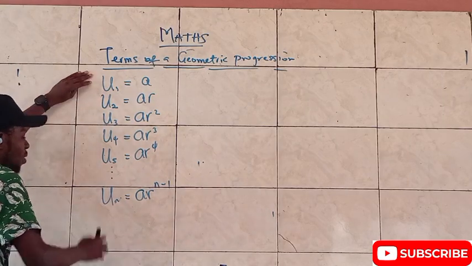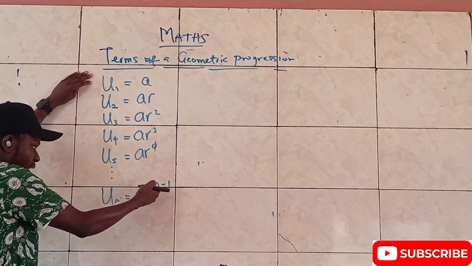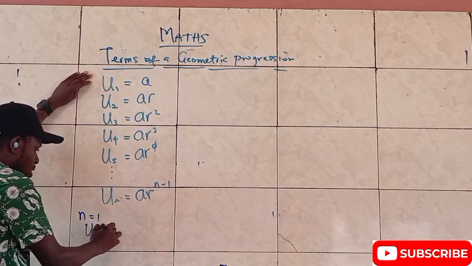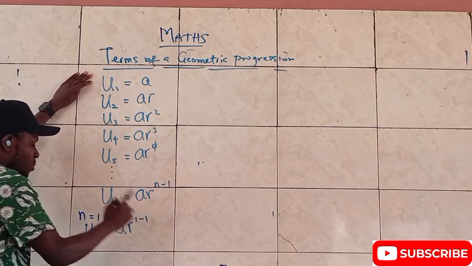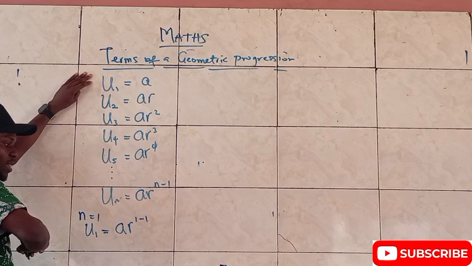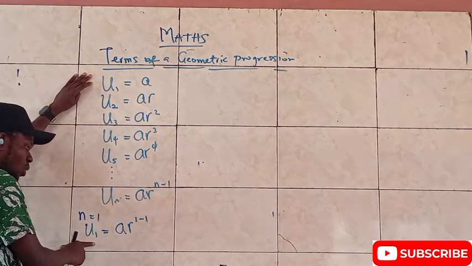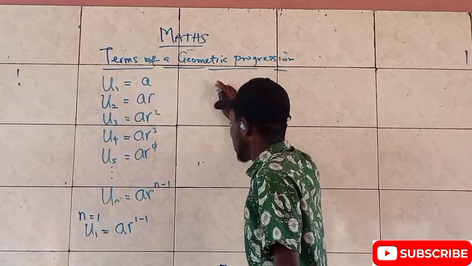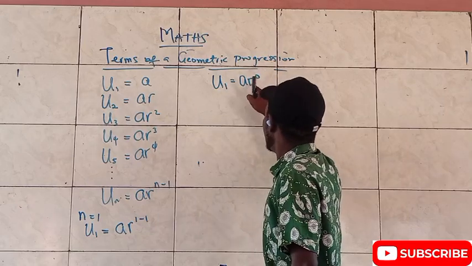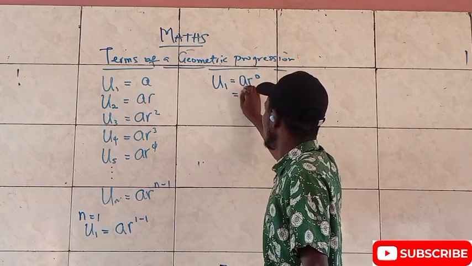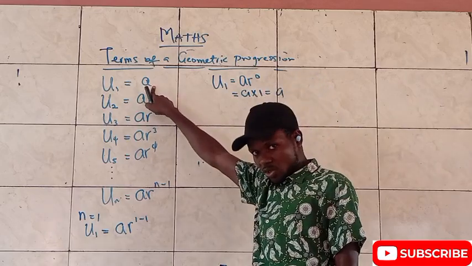How do I derive it? When n equals 1, I have u1 equals ar raised to 1 minus 1. If you remember from the last two videos I made about sequence, whenever you see n, you are replacing n alone with 1. So what does it become? This automatically becomes u1 equals ar raised to 0. And anything raised to 0 is 1. So a times 1 is a. So u1 is a. That is how we got our u1 to be a.